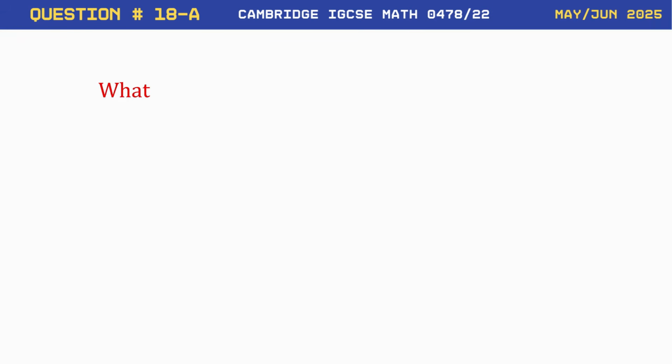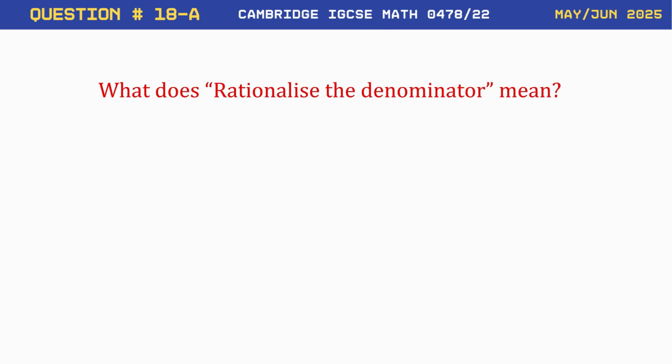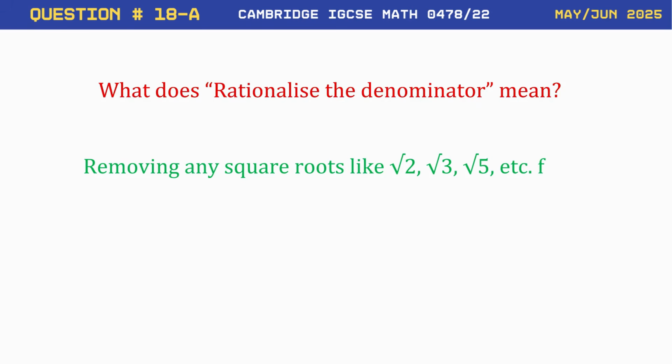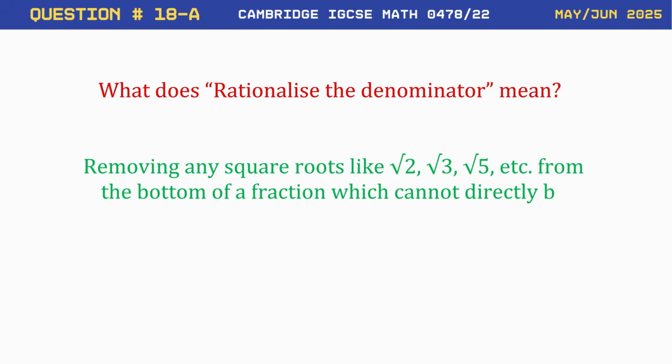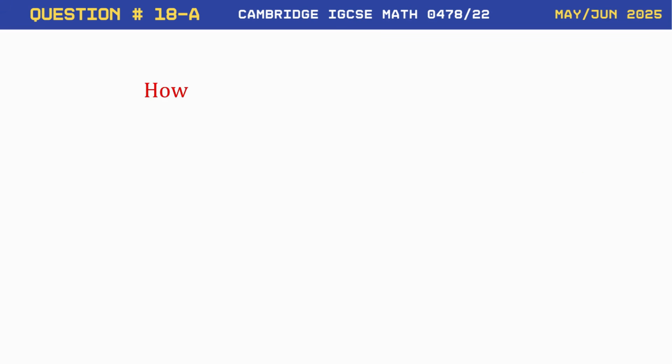Now, what does rationalize the denominator mean? It means removing any square roots like square root of 2, square root of 3, square root of 5, etc. from the bottom of a fraction which cannot directly be simplified as a whole number. Next question is how to rationalize the denominator.